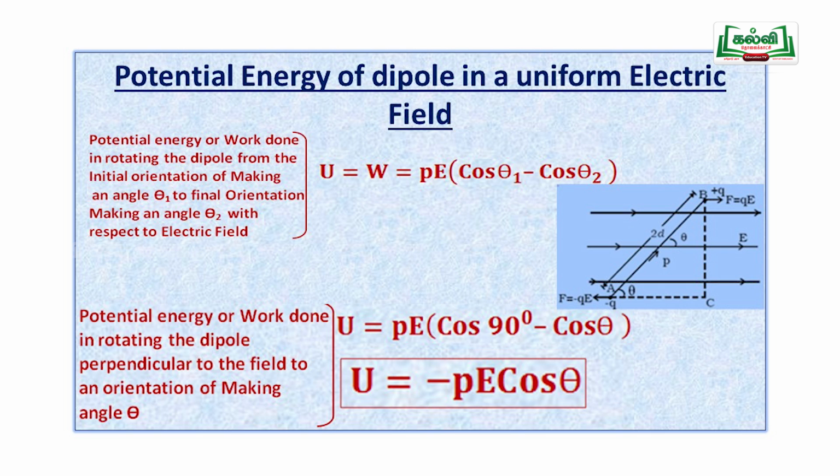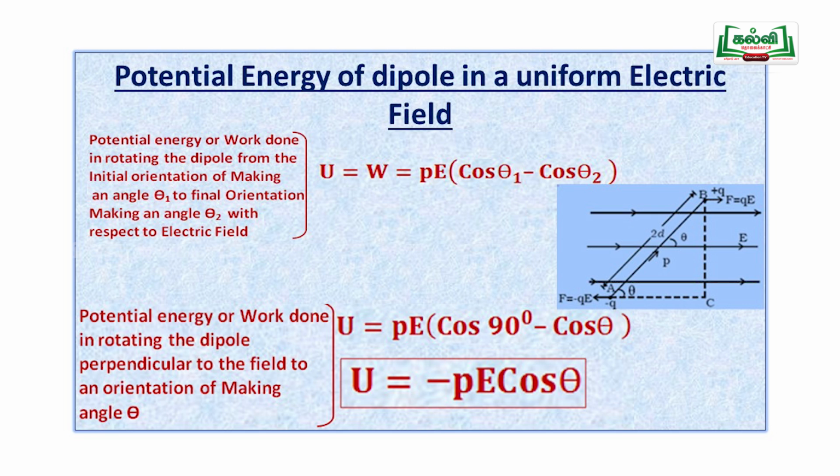Sir, what is theta 1? What is theta 2, sir? What is P and what is E? E is the uniform electric field, P is the dipole moment, and what is theta 1 and what is theta 2, sir? Suppose this is the electric field, now I am having a dipole, there is some initial angle theta 1.